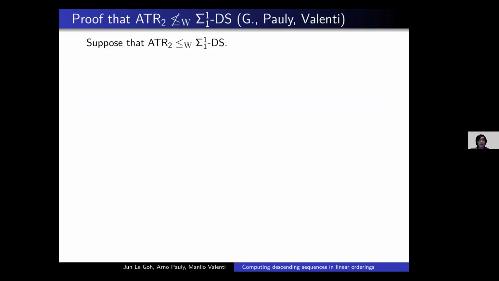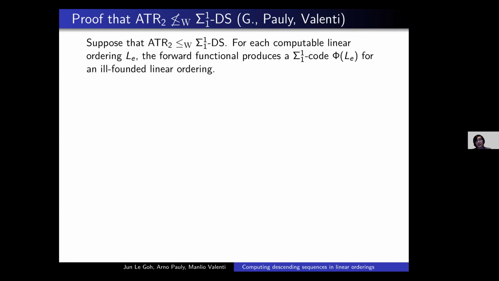Okay, so how do we do this? Let's suppose that there is a Weihrauch reduction from ATR2 to this Σ¹₁-DS. We will construct two disjoint Σ¹₁ sets that separate WF and HDS. And these two Σ¹₁ sets will be derived from this Weihrauch reduction in some way. So first of all, let's give some names. For each computable linear ordering LE, the forward functional that's given to us produces a Σ¹₁ code for some ill-founded linear ordering.